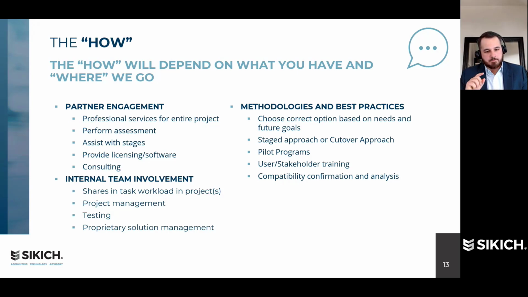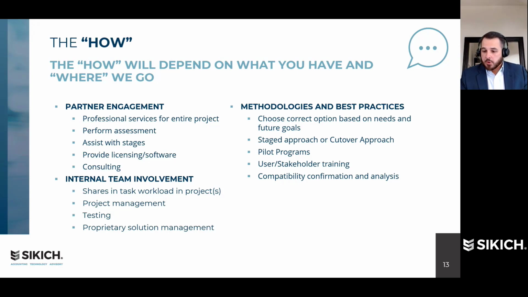The internal team is definitely involved in testing and any proprietary solution management. How can be determined by methodologies and best practices. So, choosing the correct option for migration based on the needs and future goals. That could be in reference to a Teams, a SharePoint, or Exchange Online migration, or the method by which you're going to migrate your on-premises hardware servers or virtual servers into an infrastructure as a service solution. There's different ways to migrate those. Azure offers a lot of different ways. Amazon offers different ways. Some are very manual, some are automated via tools, but having the expertise to know is really where Sikich can make the difference.